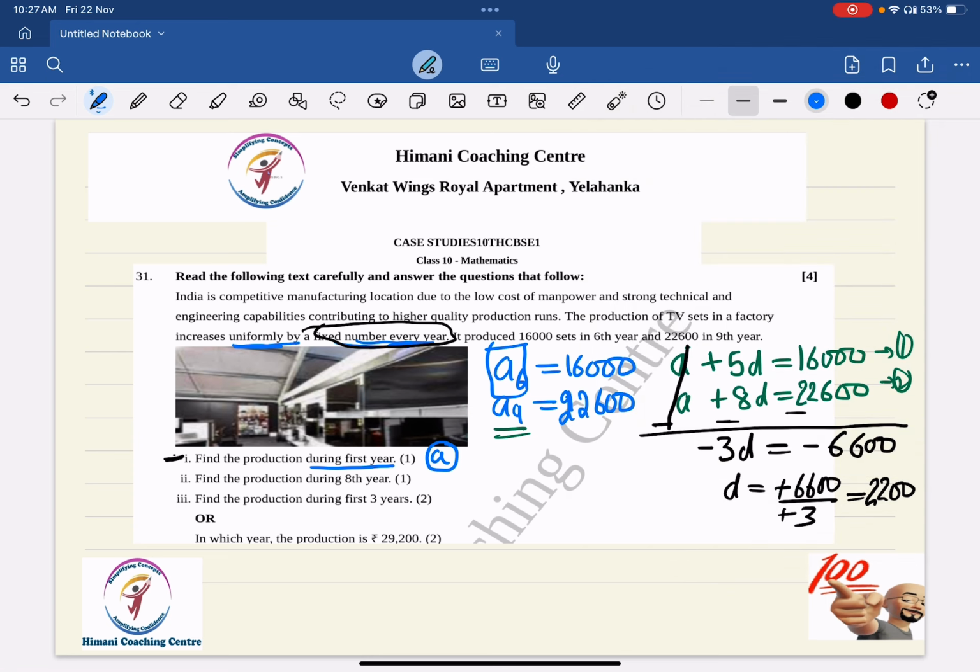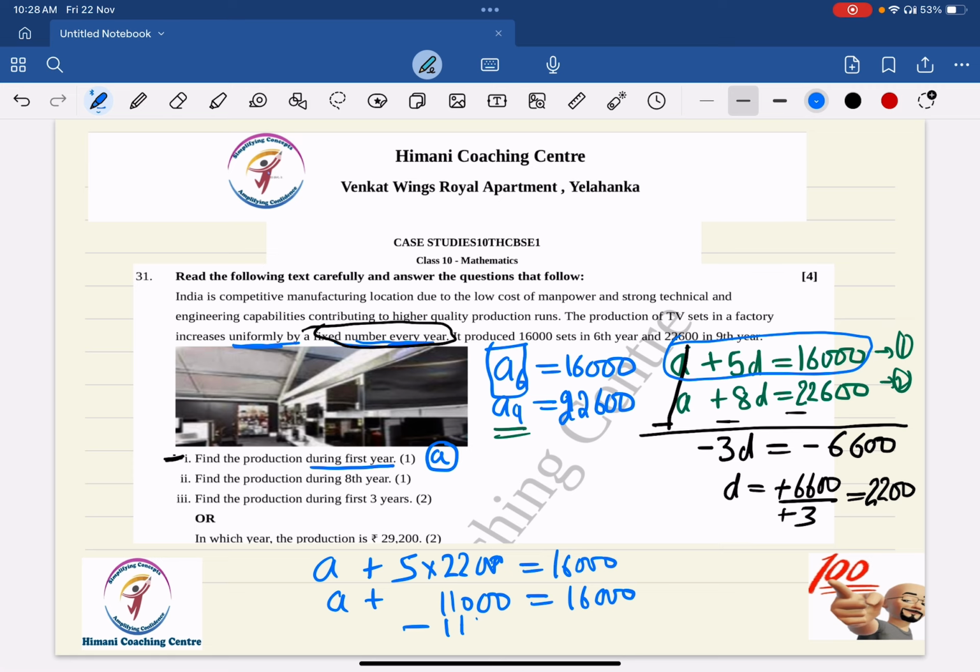Let us go back to this equation. A plus 5D equals 16,000. So A plus 5 times 2,200 is equal to 16,000. So A plus 11,000 equals 16,000. Subtract 11,000 from both sides, and you will get A as 5,000. And that is the answer for the first question: in the first year, the production was 5,000.